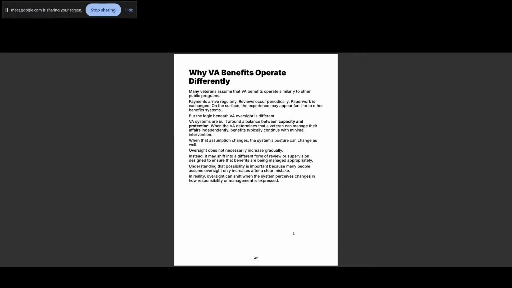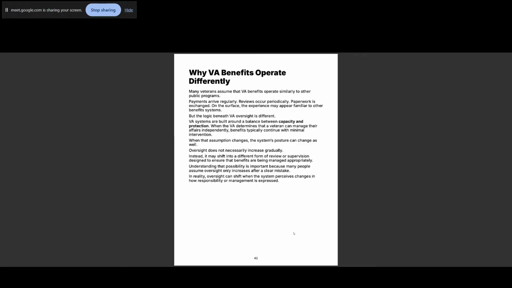VA systems are built around a balance between capacity and protection. When the VA determines that a veteran can manage their affairs independently, benefits typically continue with minimal intervention. When that assumption changes, the system's posture can change as well. Oversight does not necessarily increase gradually. Instead, it may shift into a different form of review or supervision designed to ensure that benefits are being managed appropriately.